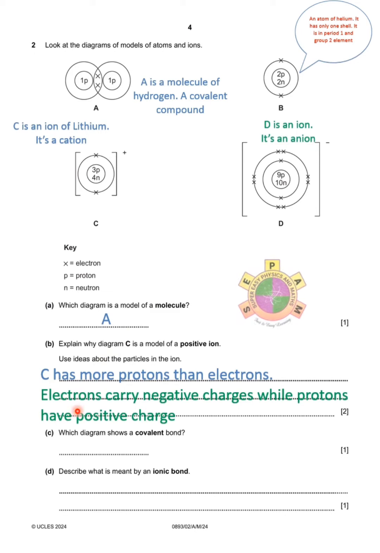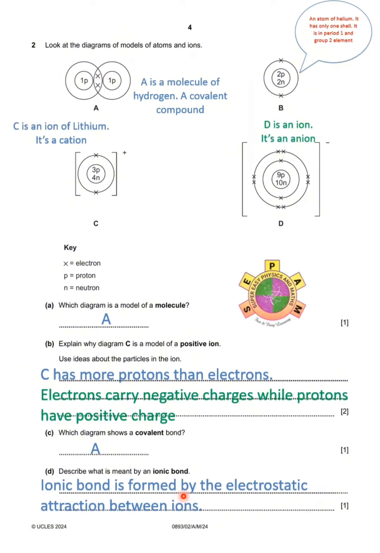So because the number of protons is more than the number of electrons, that is why the charge on C is positive. Which diagram shows covalent bonding? That is A. Describe what is meant by ionic bond.